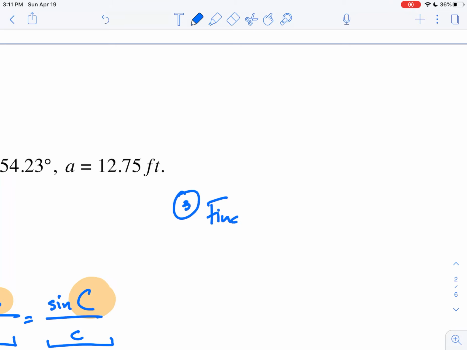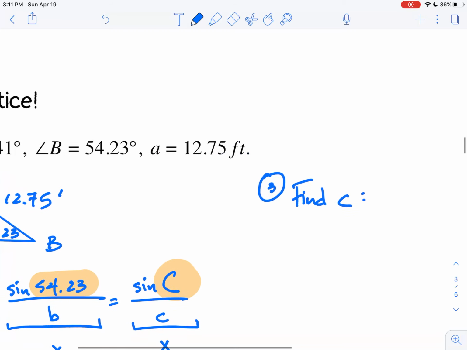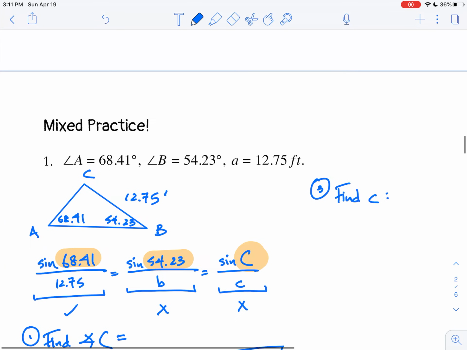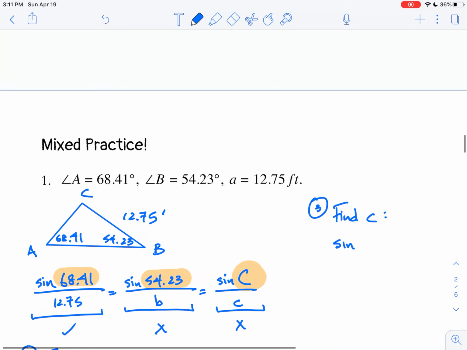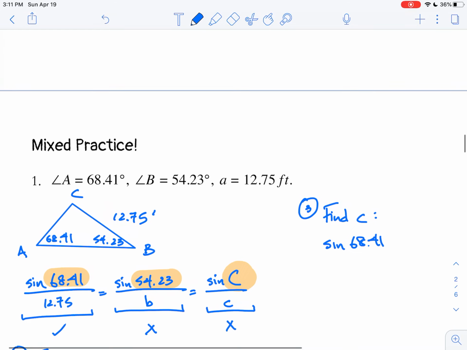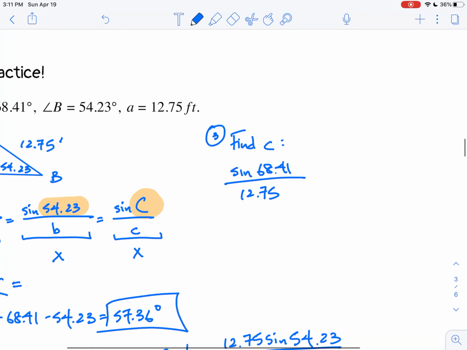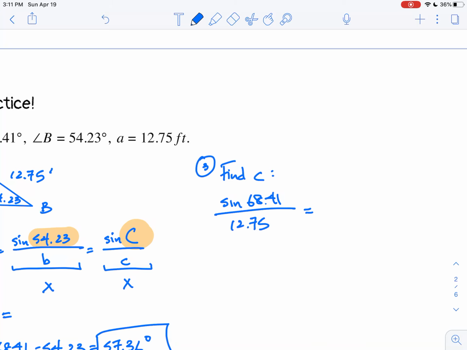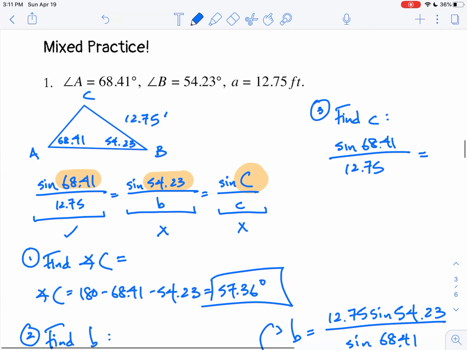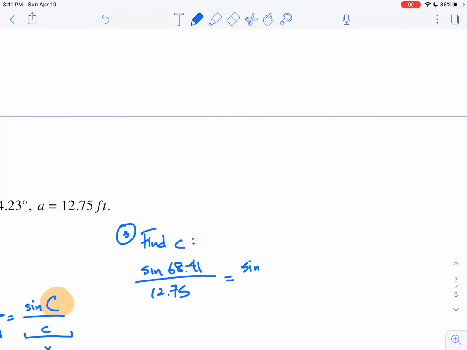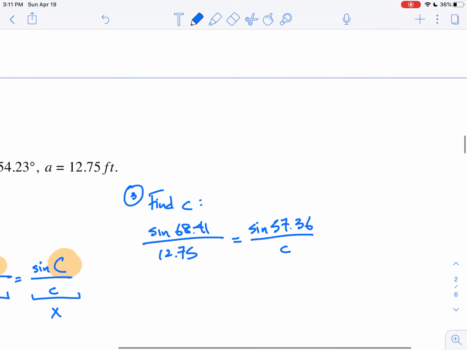Number 3, find little c. Okay, so we're going to use the full pair from A. So sine of 68.41 divided by 12.75 equals, what did we find for angle C? 57.36. So sine of 57.36 over little c, and that will help me find my third side.